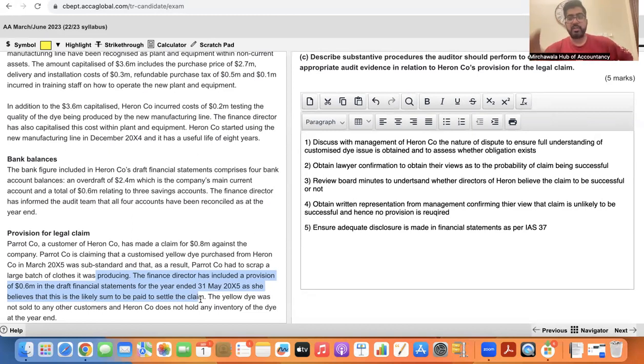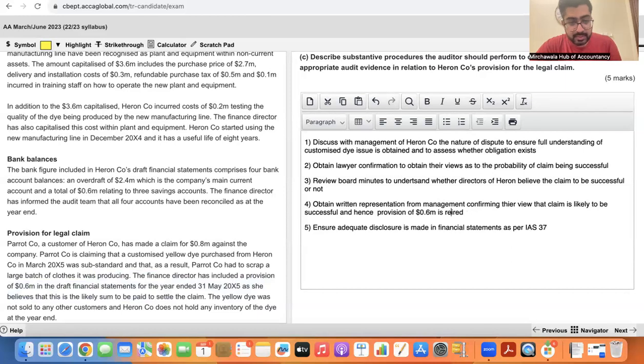If in a scenario it's mentioned that directors believe that claim is unlikely to be successful and no provision is required, then you should write this, that confirming their view that claim is unlikely to be successful and no provision is required. But here they think that provision of 0.6 million is required. That's why they've included it, because they believe that the claim will be successful. So obtain written representation from management confirming their view that the claim is likely to be successful and hence provision of $0.6 million is required, right?